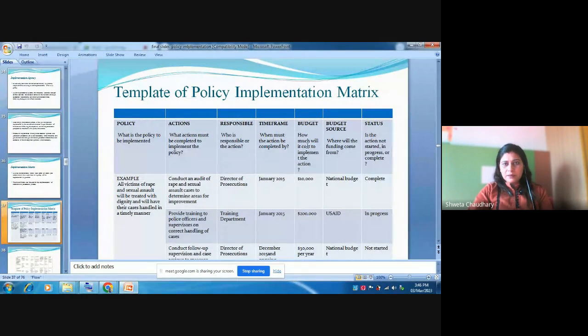Then what is the budget? Suppose 2 crores, 2 lakhs, 5 lakhs, 10 lakhs. This much, or crores, of budget is allocated for controlling COVID in the country within a few months. Then what is the budget source? What is the status? This is all about the policy implementation metrics: action, responsible person, time frame, budget source, and status.